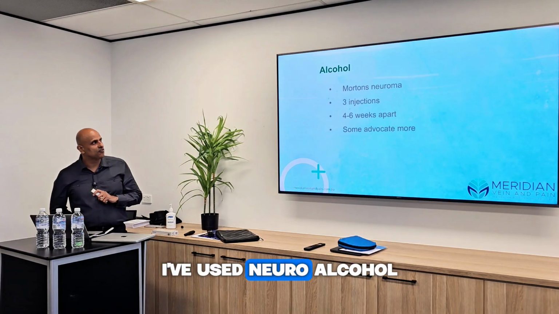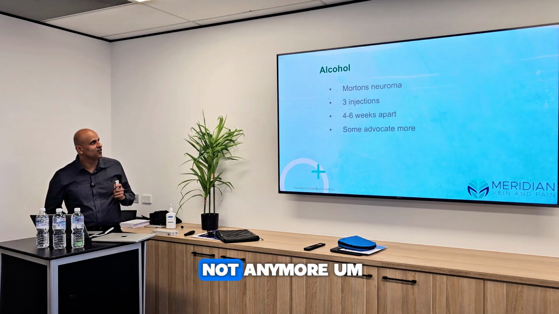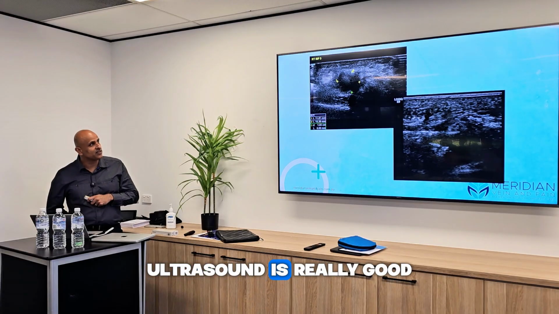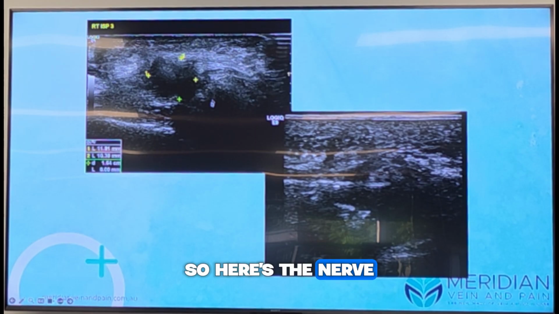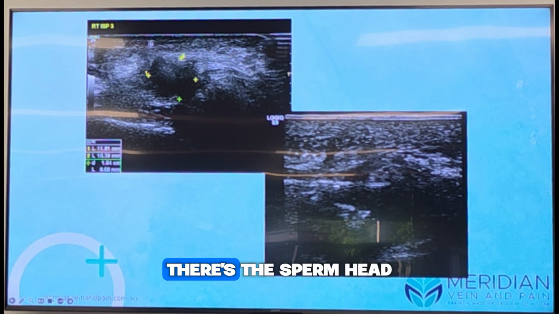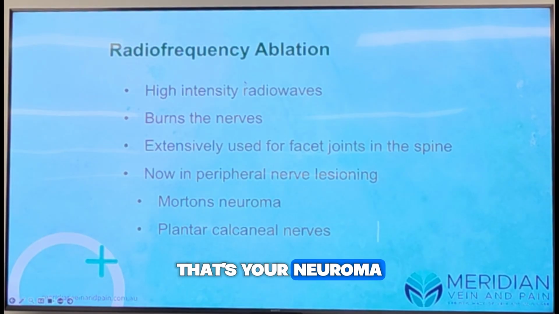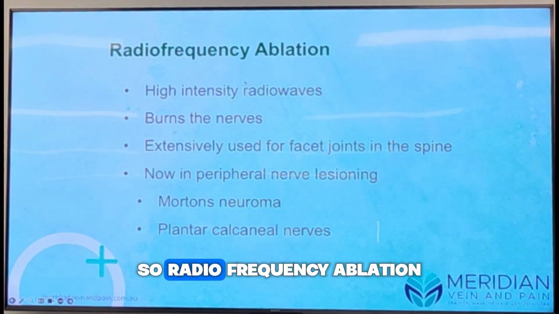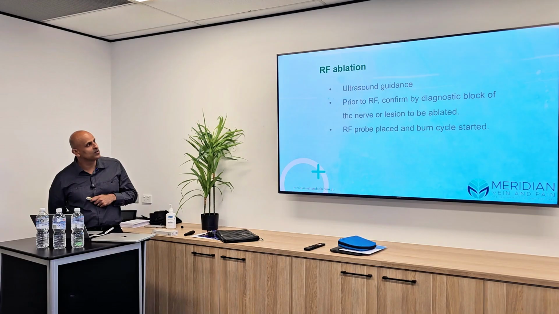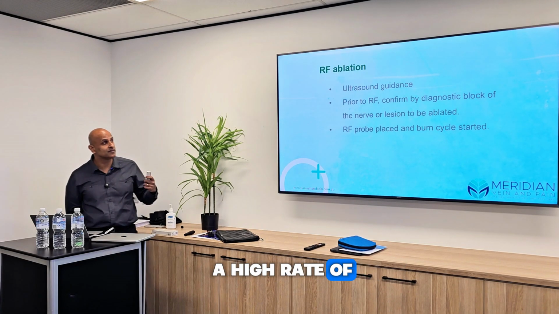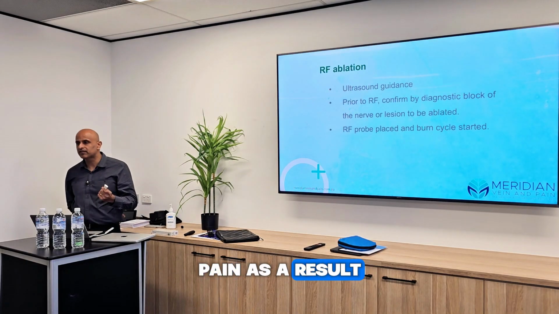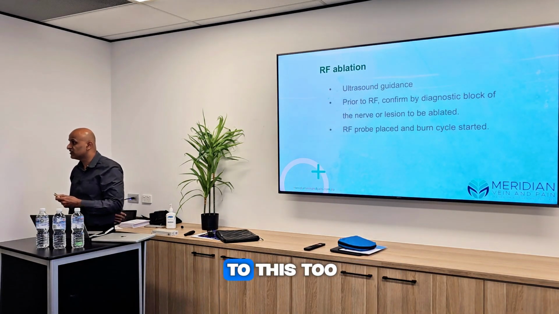Neuroma, I've used alcohol in the past, not anymore. Ultrasound is really good for assessing these and seeing where the nerve is. So here's the nerve. So you've got your little spermy. There's the sperm head, and there's the tail. That's your neuroma. So radiofrequency ablation used to be the way forward. I used to do that a fair bit, but there was certainly a high rate of pain as a result of it. And Mark would attest to this too.